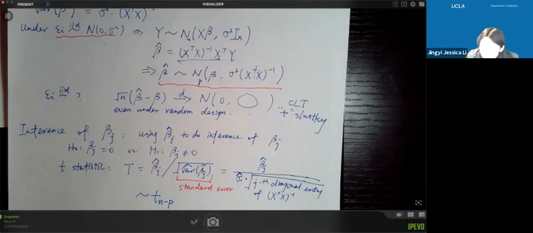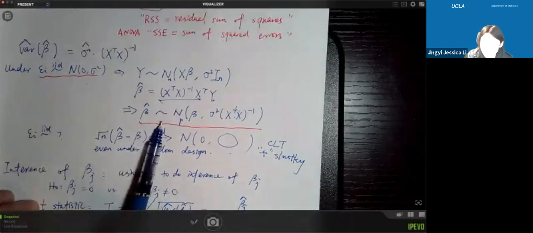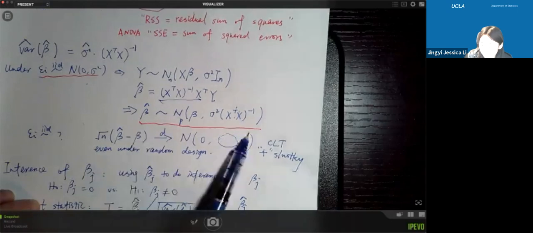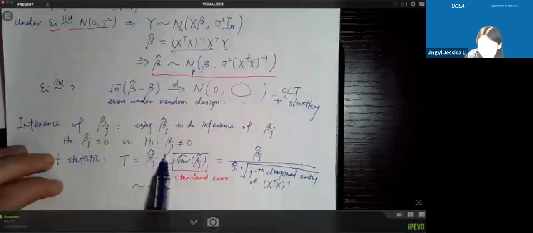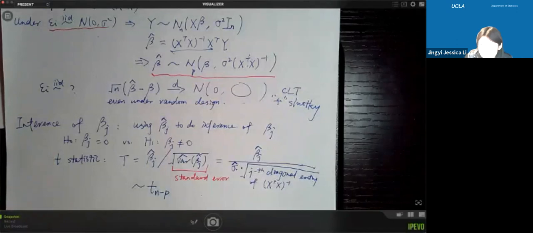You may wonder, why can't I just use the beta j hat itself as the test statistic? Because I already have its distribution here. This is the joint distribution of beta 0 hat, beta 1 hat, to beta p minus 1 hat. I have that. I can use beta j hat as my test statistic. I can still do the calculation for the p-value. Then why do I want to standardize it as a t-statistic?